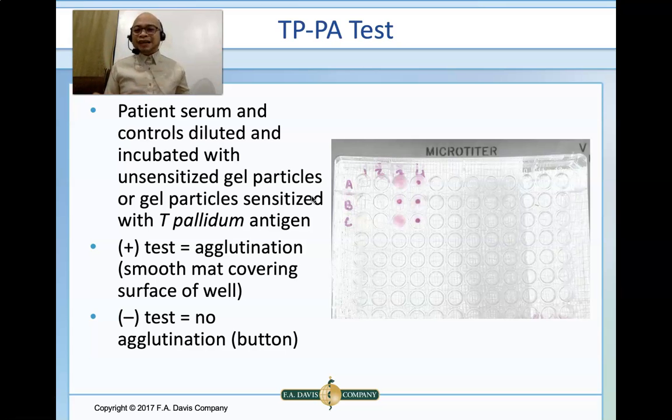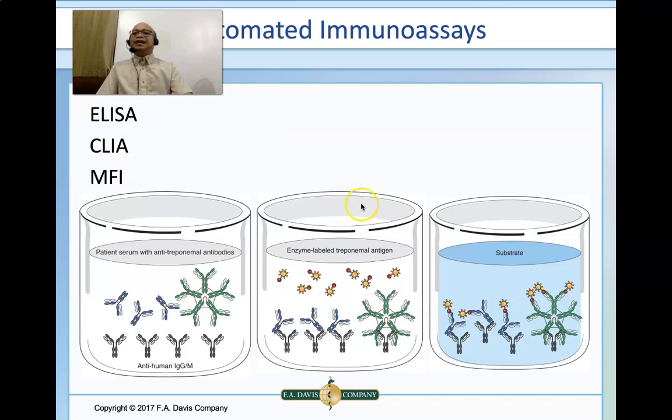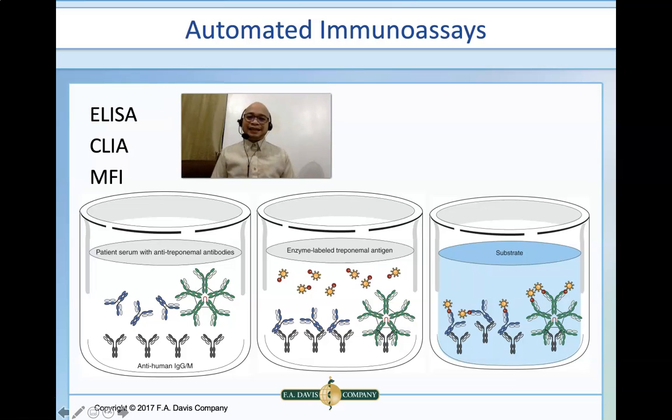A positive result would be agglutination, covering a smooth matte surface of the well. As you can see here, this is an example of a positive reaction. And then no agglutination, if you see buttons, is considered a negative reaction. This is performed in a microtiter plate. And of course, we have the automated immunoassays, the ELISA, the CLIA, and then MFI. I will be including supplemental videos in this module so that this would be further illustrated.